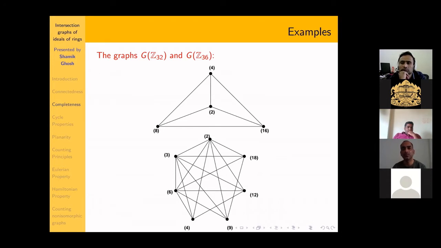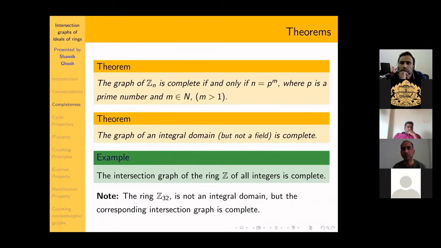4 and 9, there is no edge, and so on. So this graph is not complete. Now, for Zn, the answer is very simple: the graph becomes complete if and only if n is a power of a single prime. Then it becomes complete, and that is the if and only if result.